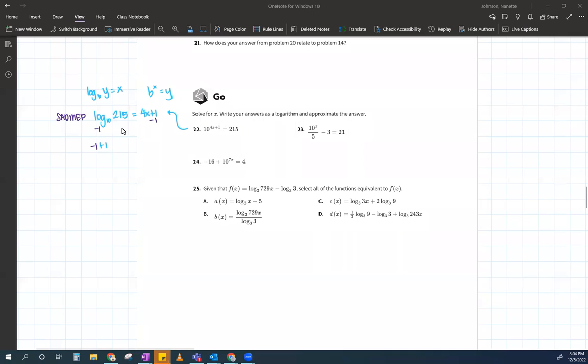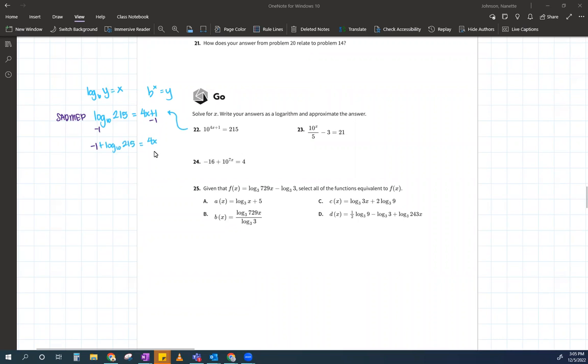Whenever you put the -1 in the back, some people are not very clear on whether it should be subtracting 1 then taking the log or not. Here it's very clear. I'm going to subtract 1 after I take the log, right? Because it's all the way outside.